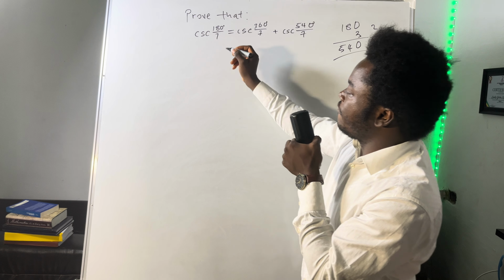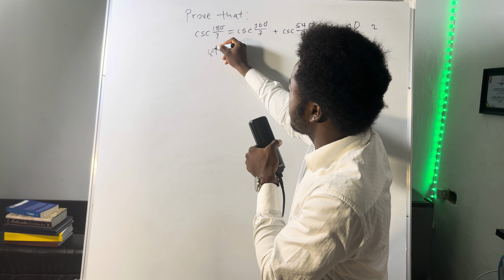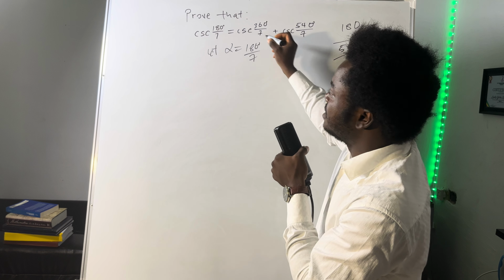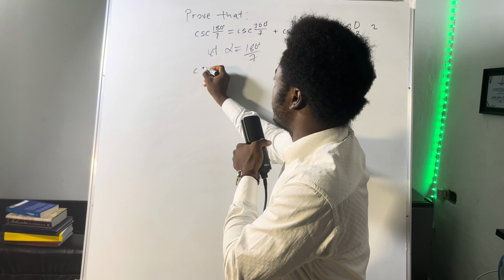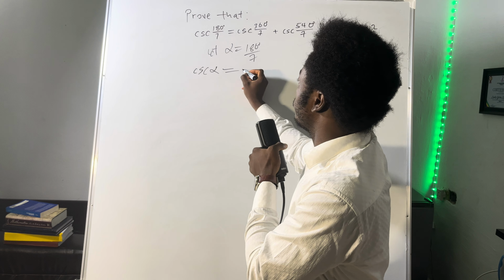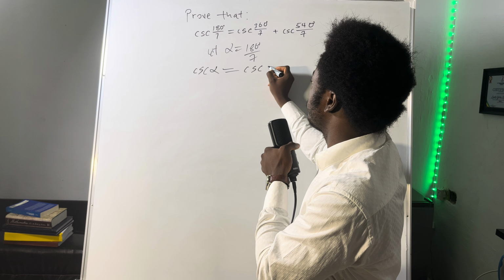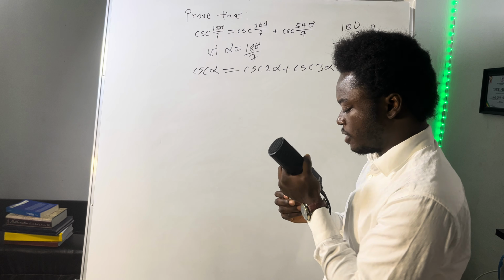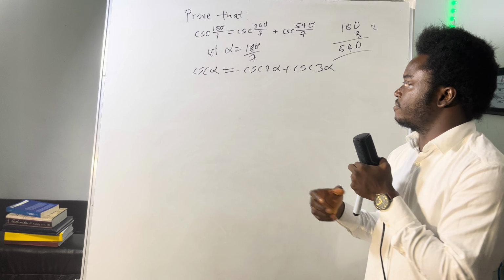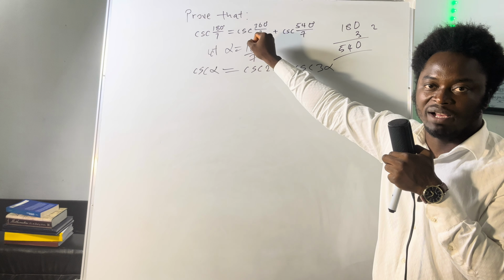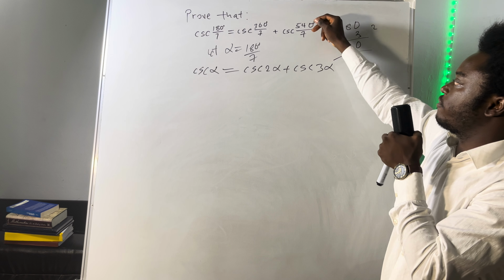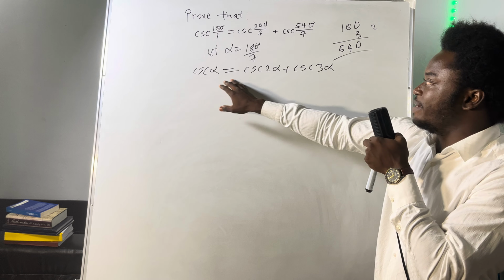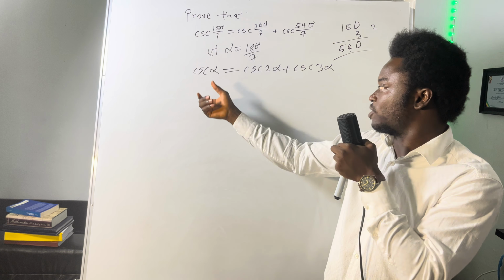So you see that if you let alpha equal 180 degrees over 7, this identity becomes cosecant of alpha equals cosecant of 2 alpha plus cosecant of 3 alpha, because if alpha is 180 degrees over 7, then 2 alpha is 360 degrees over 7, and 3 alpha is 540 over 7. So you see that we're actually making progress here, because this is better than this form. At least this one we can do something with.